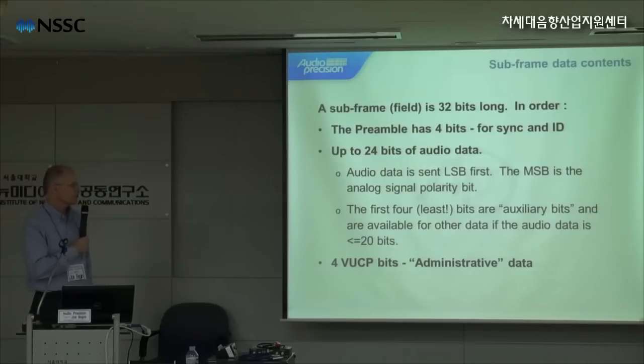So in order, the preamble has 4 bits for sync and identification. It has up to 24 bits of audio data, and the audio data is sent LSB, or least significant bit, first. The most significant bit, or MSB, is the analog signal polarity bit. The first 4 least significant bits are auxiliary bits and are available for other data if the audio is less than or equal to 20 bits. So if you're not using the full 24 bits for your resolution, you can put some administrative data encoded inside. And finally, you get the 4 VUCP bits for administrative data.